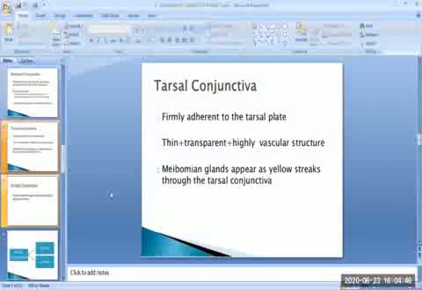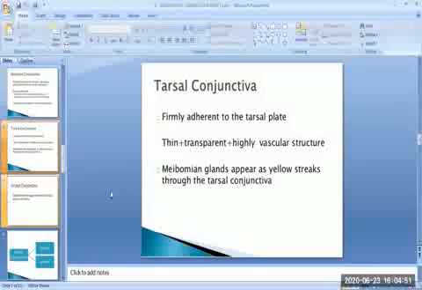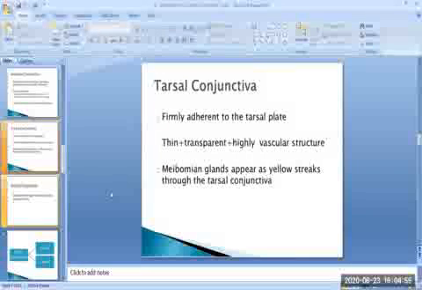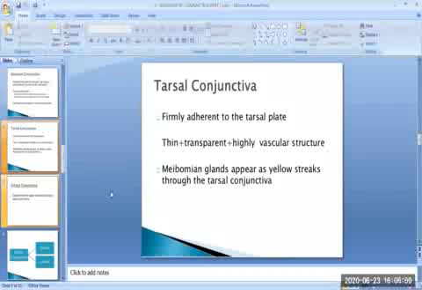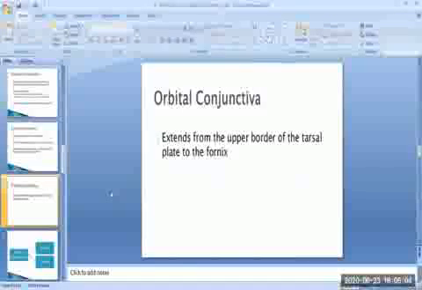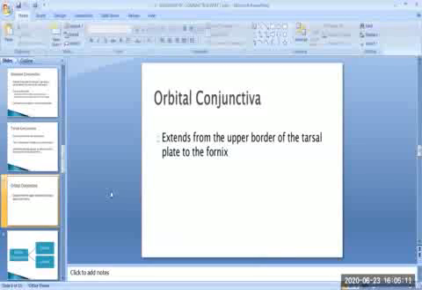Tarsal conjunctiva is firmly adherent to the tarsal plate. It is a thin, transparent, and highly vascular structure. The meibomian glands appear as yellow streaks through the tarsal conjunctiva. The third part of palpebral conjunctiva is the orbital conjunctiva. It extends from the upper border of the tarsal plate to the fornix. So here completes our palpebral conjunctiva, which has three parts: the marginal conjunctiva, tarsal conjunctiva, and the third one is the orbital conjunctiva.